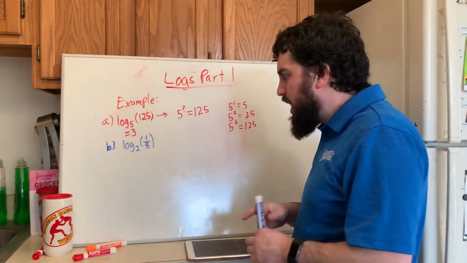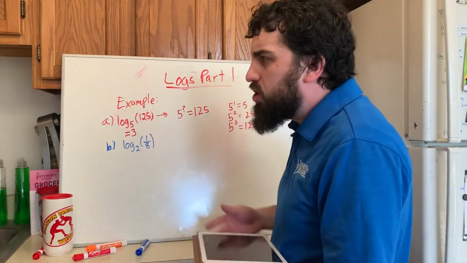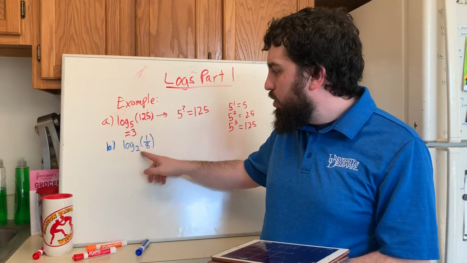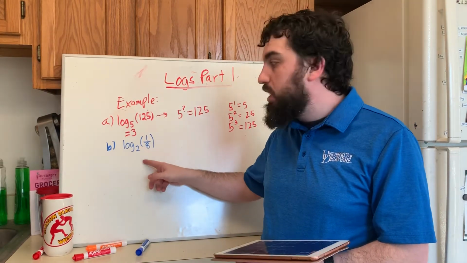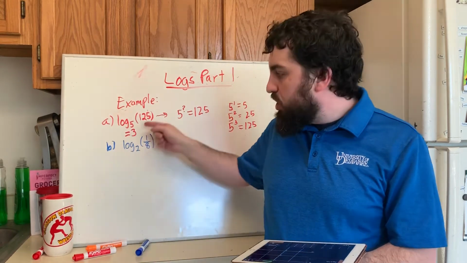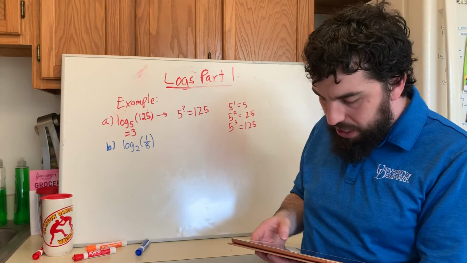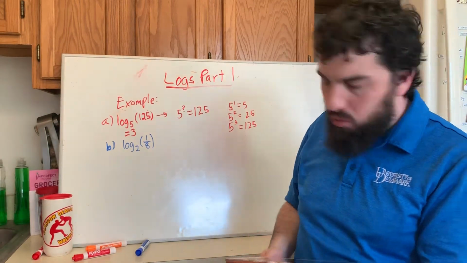So log base 2 of 1/8. Now this is going to give me a negative number. It's going to be -3 because 2 cubed is 8. But since it's 1/8, I want to flip that fraction upside down. Just doing a negative power will do that for me.